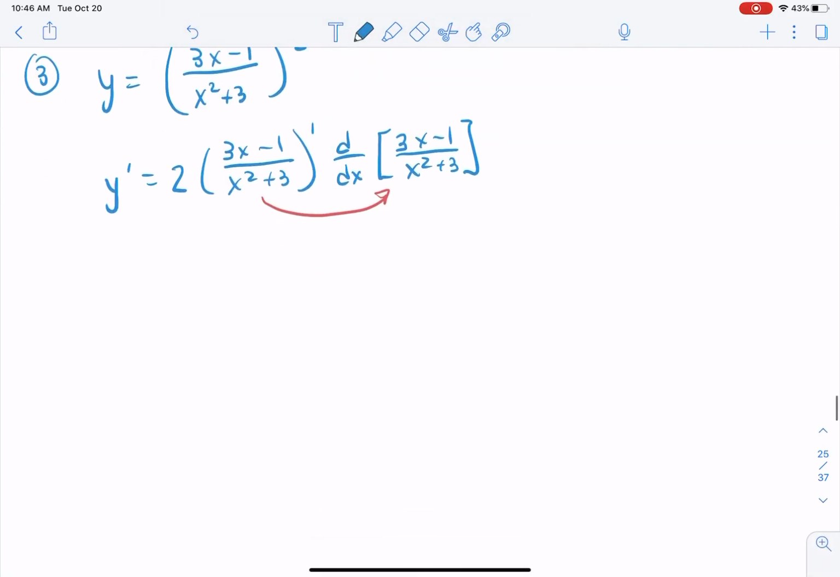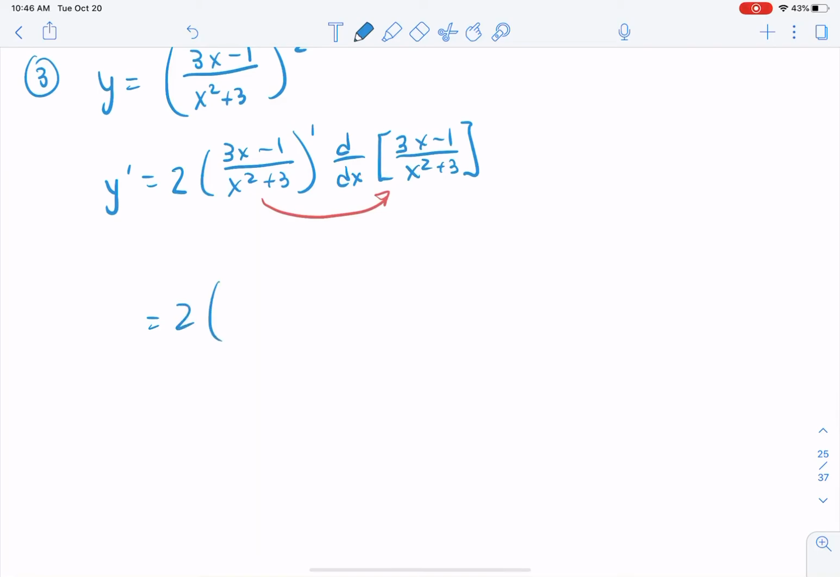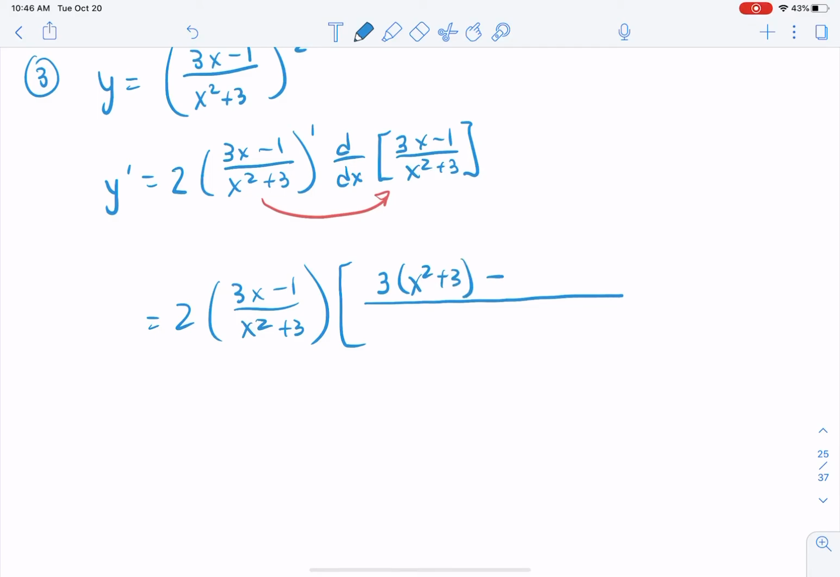Okay, let's keep going with this. 3x minus 1 over x squared plus 3 to the first power. I just raised it to the first power. Excellent. So now I'll have to use the quotient rule on this whole entire thing. Derivative of the top is 3 times the bottom, x squared plus 3, minus the top, 3x minus 1, times the derivative of the bottom, 2x, over the denominator squared, x squared plus 3, quantity squared.